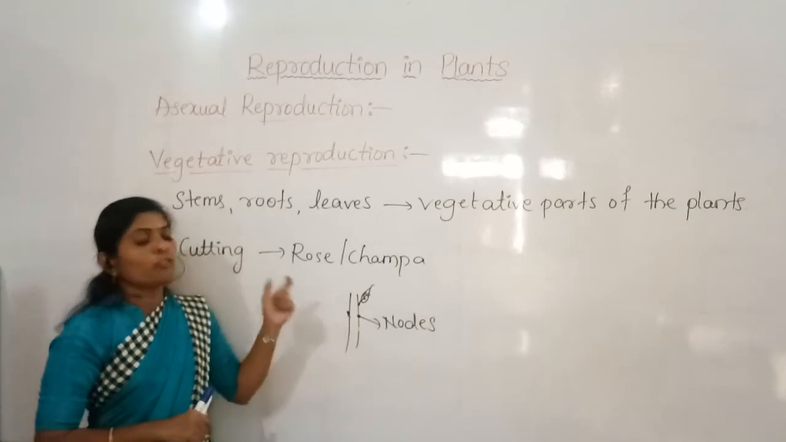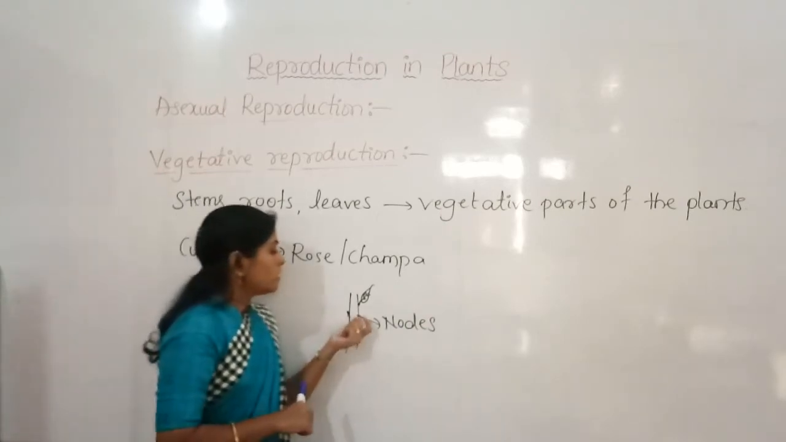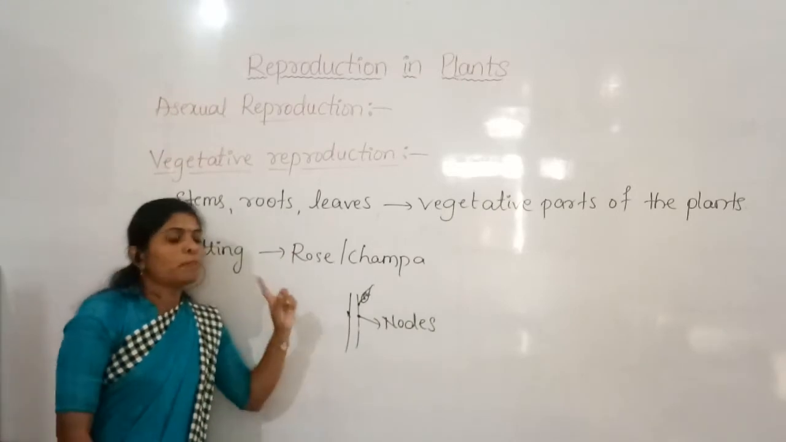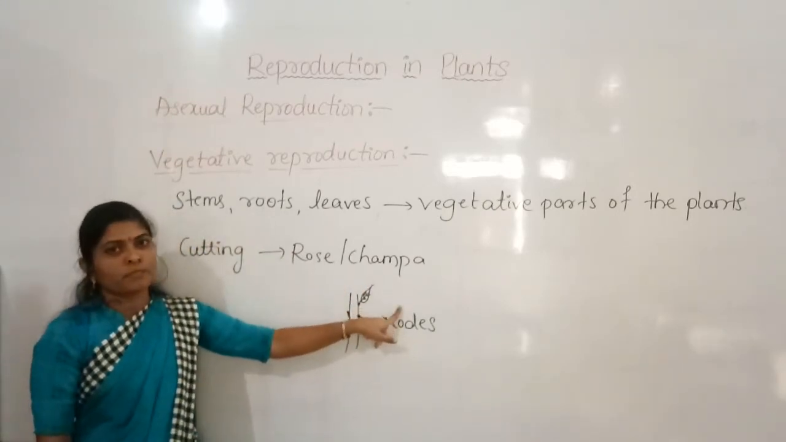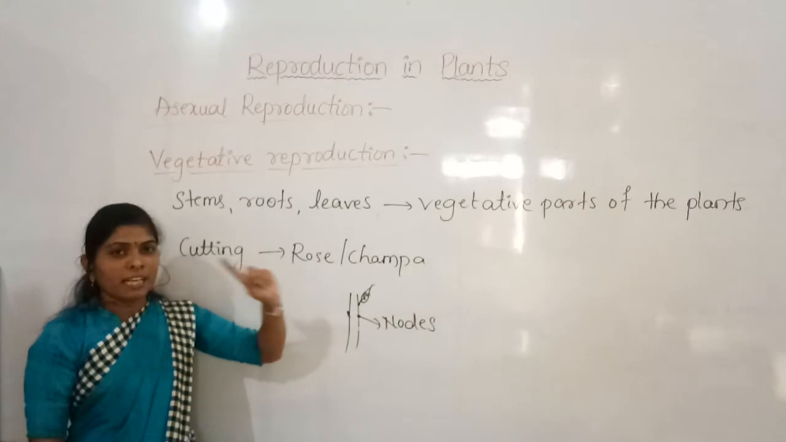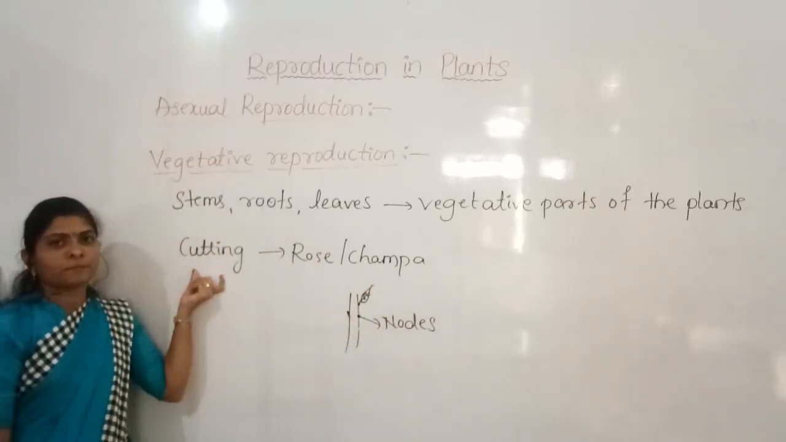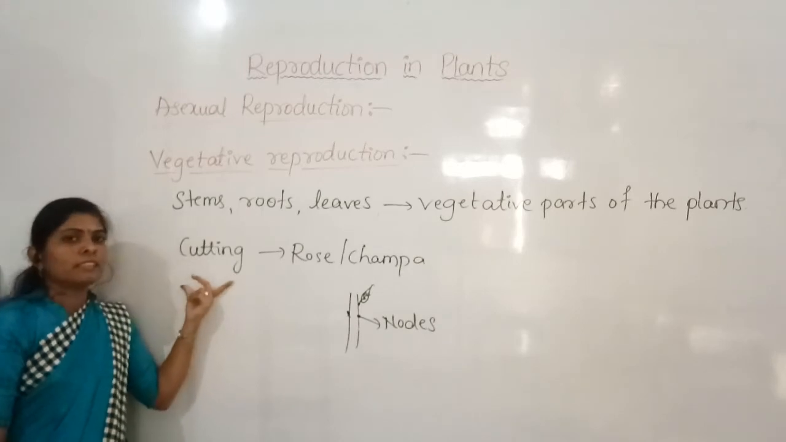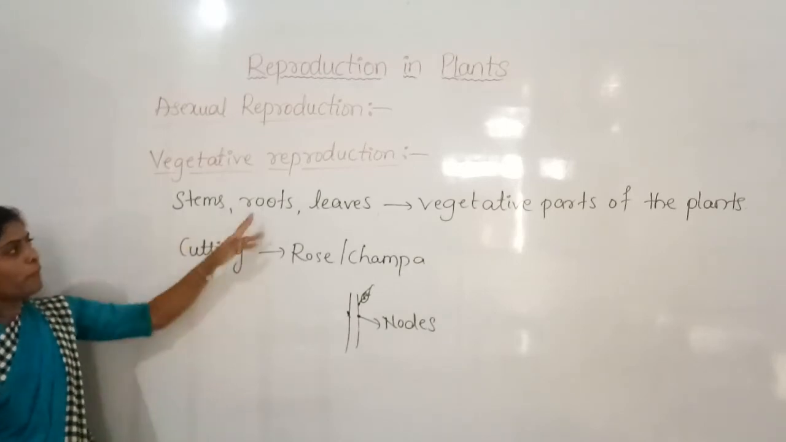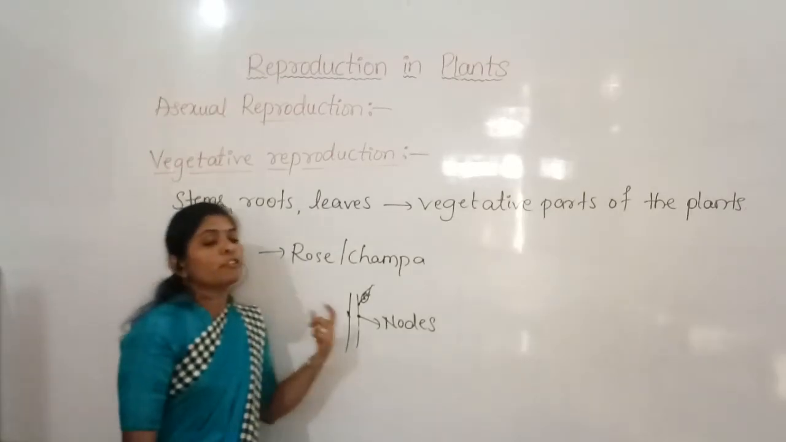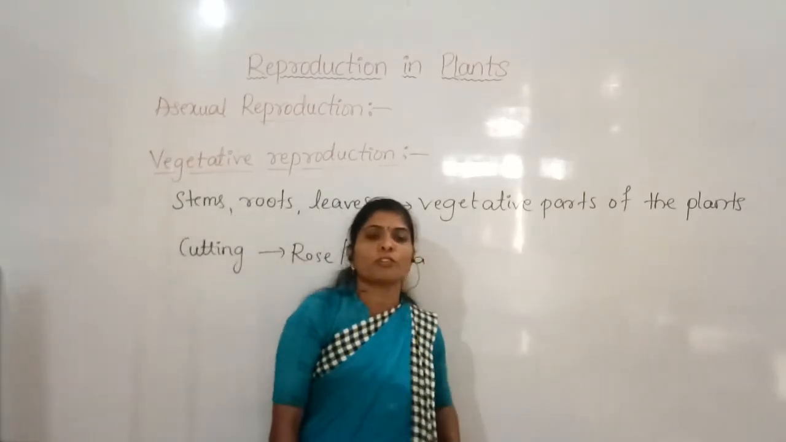So when you observe the new leaves growing from these nodes, it means the plant has started growing. Yes, so we can understand that the rose or champa plant can grow by cuttings. It is not a seed, but it is the vegetative part of the plant, right? So like this we can grow from the other parts of the plant.